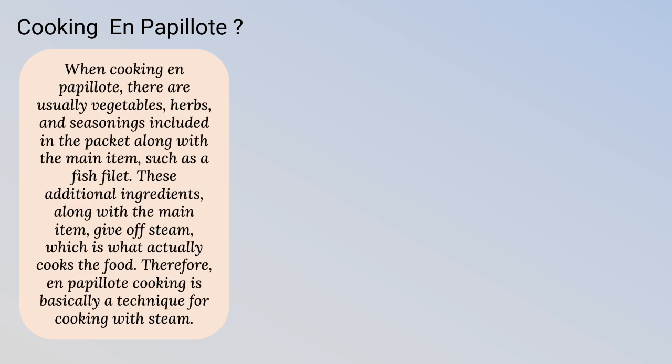Cooking a papillote. If you are cooking one, what are the points to be remembered? When cooking a papillote, there are usually vegetables, herbs and seasonings included in the packet. We have mentioned it already, and we are repeating it, underlining it, along with the main item, such as a fish fillet. It can be chicken also, I have mentioned. These additional ingredients, along with the main item, give off steam. It generates steam inside, which is what actually cooks the food.